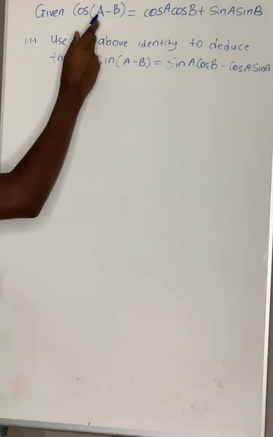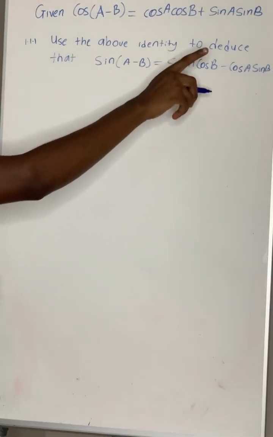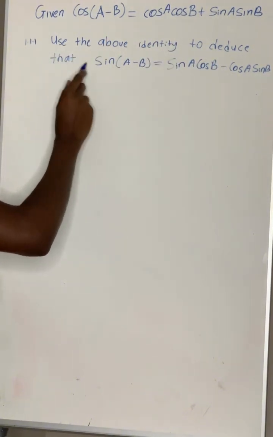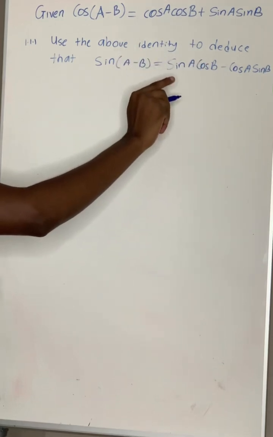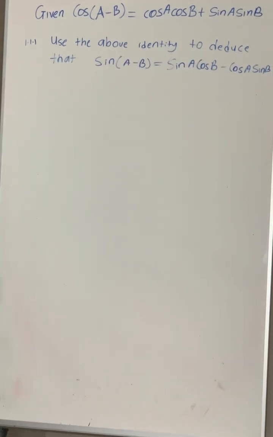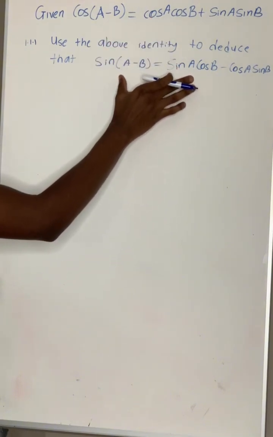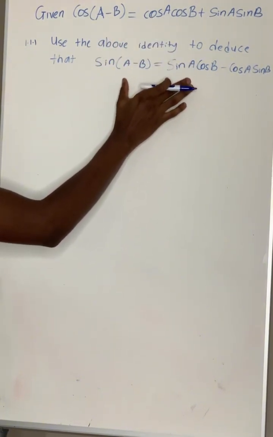So we're given cos of A minus B is equal to cos A cos B plus sine A sine B. And then we're told to use the above identity to deduce that sine A minus B is equal to sine A cos B minus cos A sine B. So we're basically using this identity to prove this identity. Okay, we're going to use this to our advantage to prove that this identity is true.